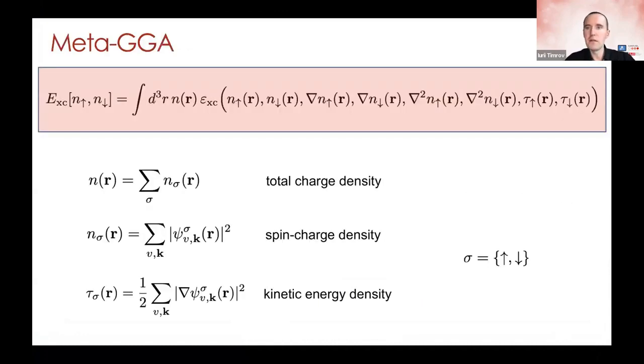Okay, a very brief theory reminder about meta-GGAs. Here in this red rectangle, I show the expression for the energy of a general meta-GGA functional. n up is the spin up density and n down is the spin down density. n is defined as the integral of the total charge density, and epsilon exchange-correlation is the energy density, which can depend on many quantities, in particular the up and down spin components of the density and the gradient of these quantities.